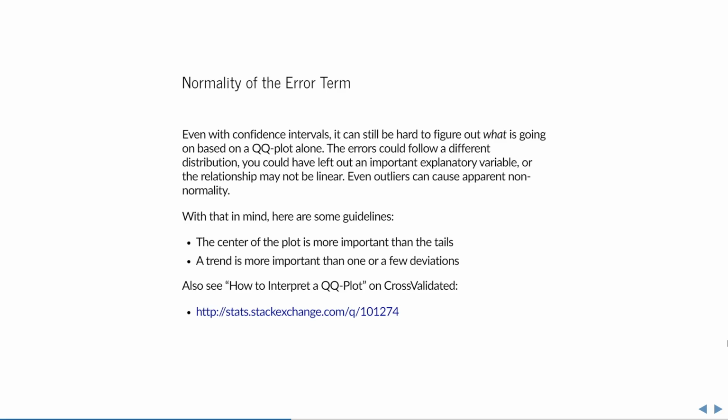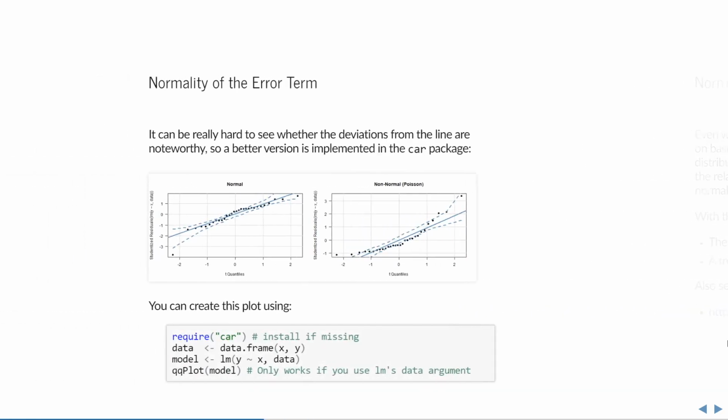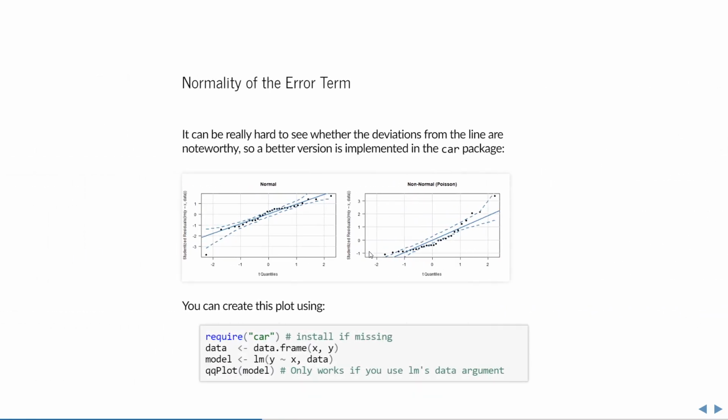First, the center of the plot is more important than the tails. Especially if there's only one or a few deviations in the tails, then you can usually ignore those. And second, a trend is more important than one or a few deviations. So even if you see a deviation in the center, try to see if there's an overall trend occurring where it doesn't follow the line, rather than there is a single observation that is very close or just beyond the confidence intervals.